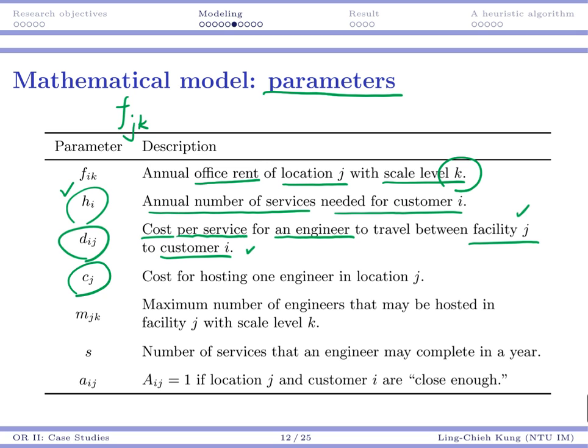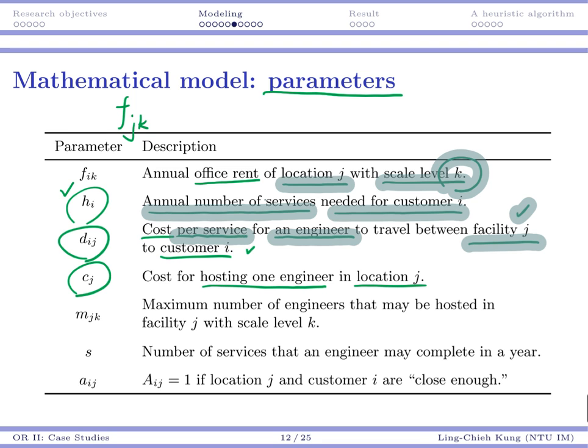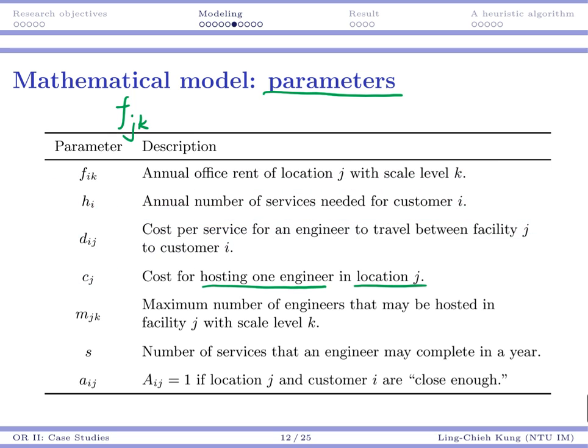You have a cost Cj. Cj is the cost for hosting one engineer in location j. Again, that cost may be different from location to location. Mjk is the maximum number of engineers that may be hosted in facility j with scale level k.